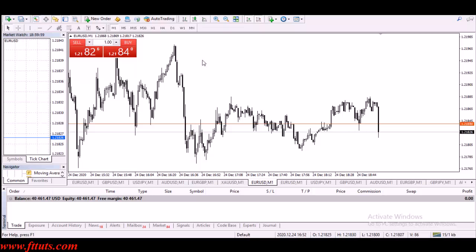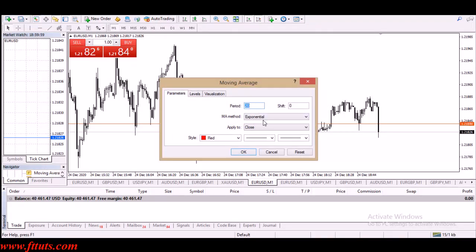Now you will start adding indicators. All you need is moving average. So you select the moving average from the indicators list. You select period 20, exponential, applied to close, and I select the color red. You can select another color, but for me it's red.